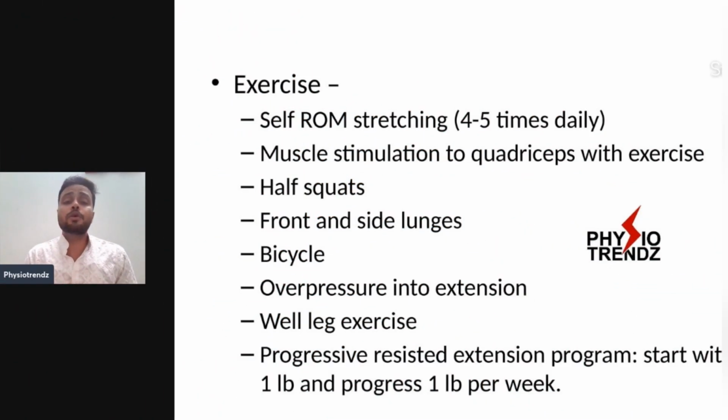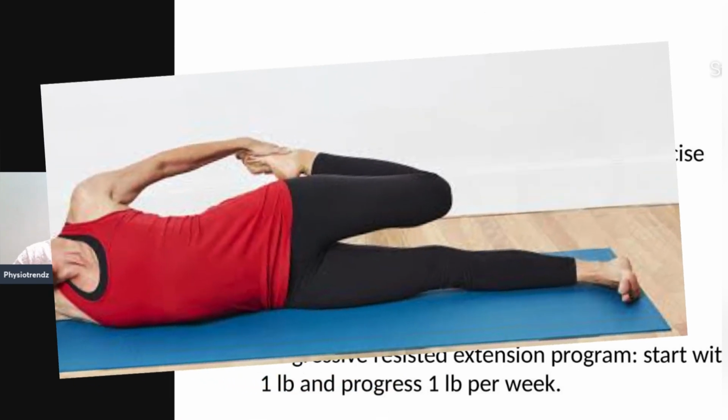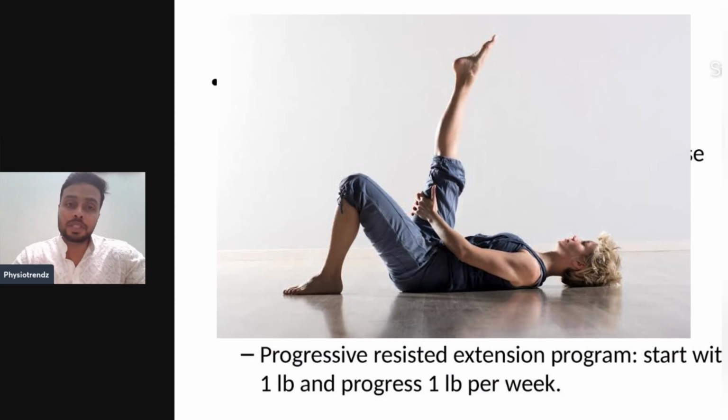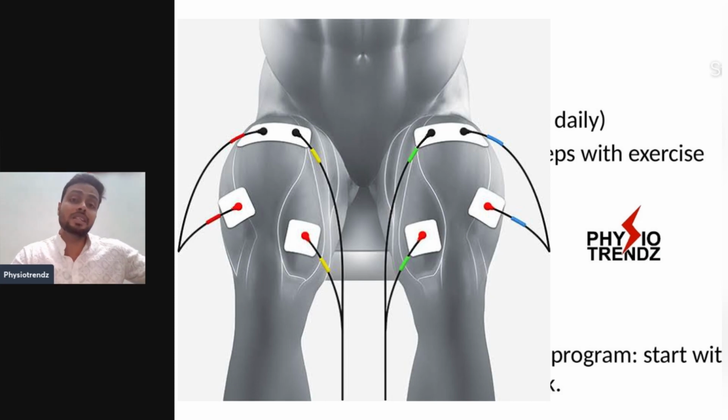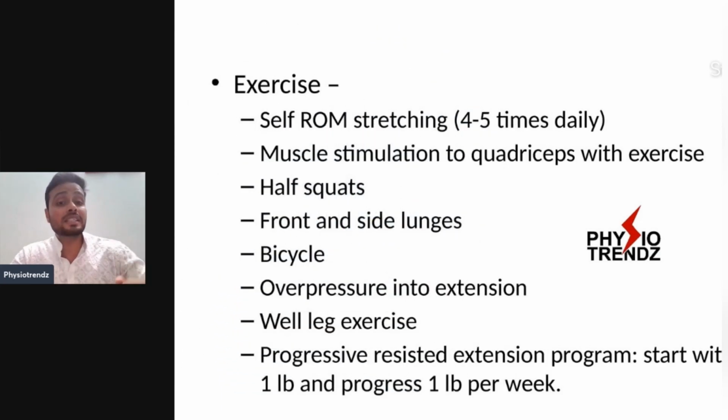Exercises in this phase: self range of motion stretching, which is 4 to 5 times daily. This stretching is given for both quadriceps as well as hamstring muscles, changing the position from supine to prone lying. Muscle stimulation to quadriceps with exercise, which we also performed before surgery, in the pre-operative phase. Now we are starting half squats because at least 90 degrees of flexion is achieved in the knee joint. Front and side lunges, bicycling, overpressure into extension, well leg exercise. Well leg means a good leg which is not operated. That leg strengthening exercise also has to be started in phase 2.